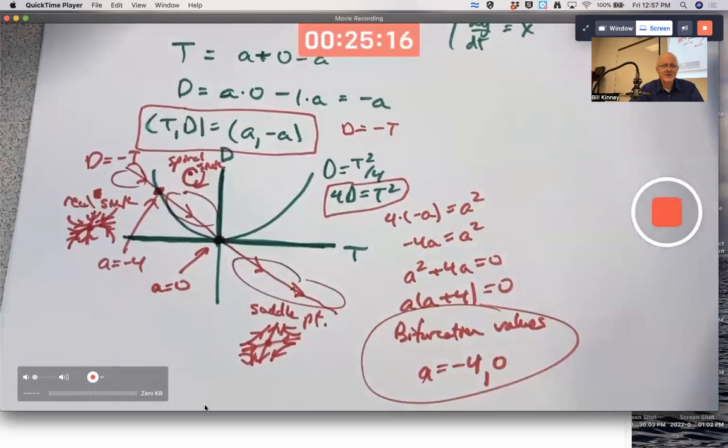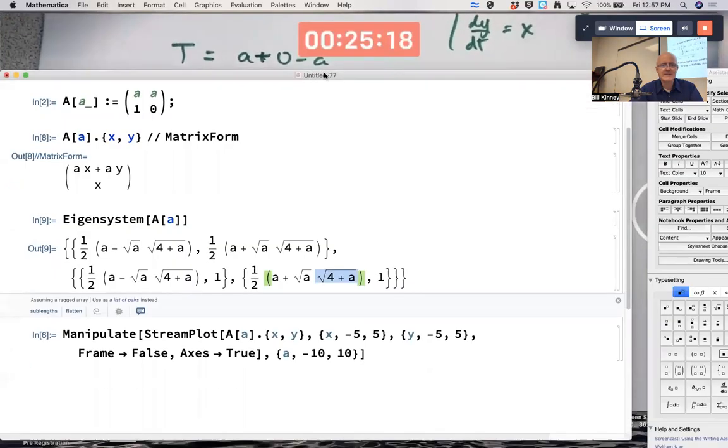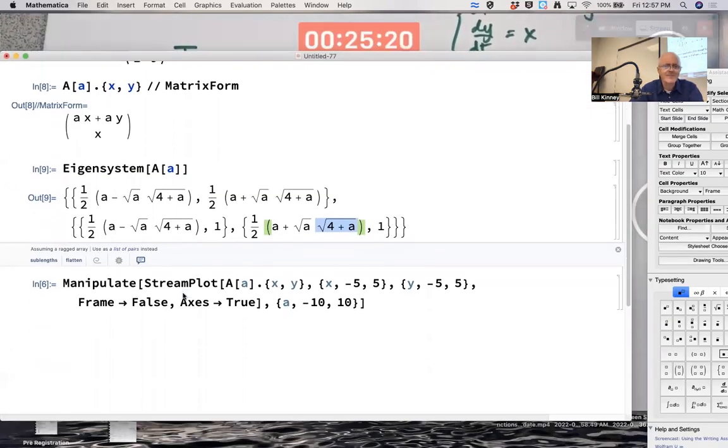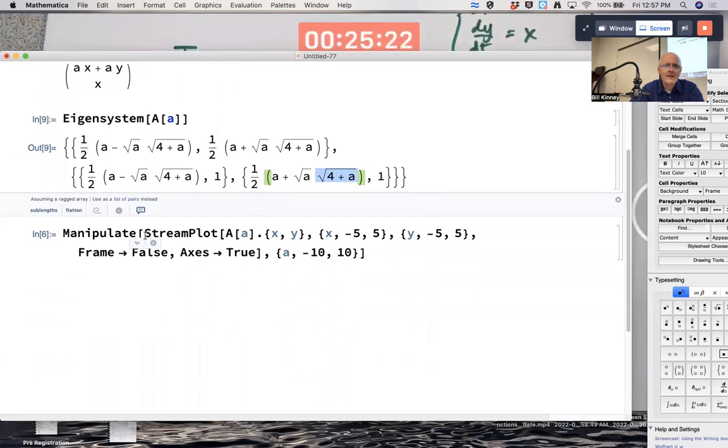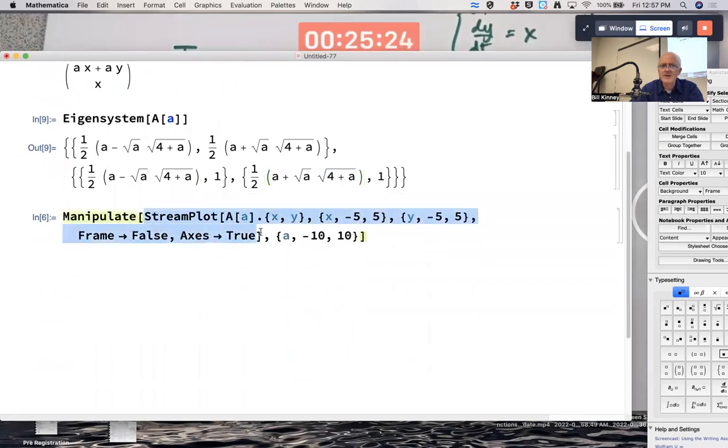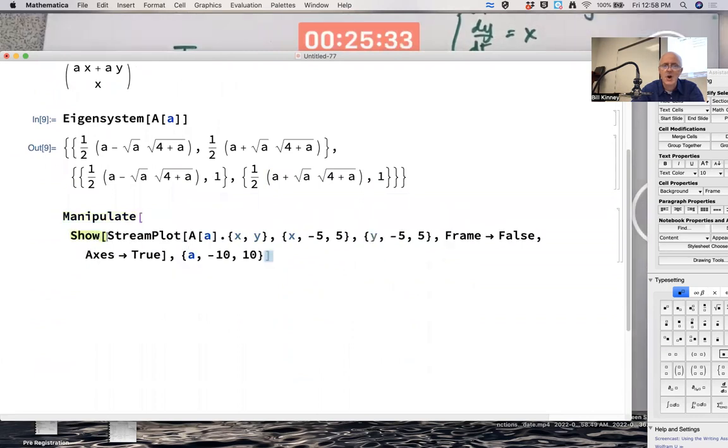Could I get the eigenvectors in the picture to maybe help me see the straight line solutions better? Yeah, I think you could probably do that. Did you all get the stream plot to work? Okay, I'm going to mix the stream plot with another graph. So I need to use Show. I'm putting the word Show in front of StreamPlot there and put an N square bracket for the Show here.